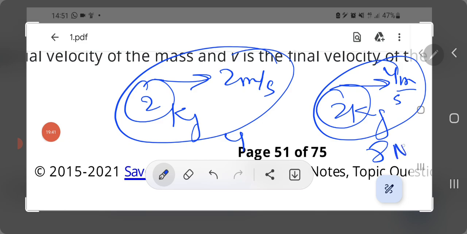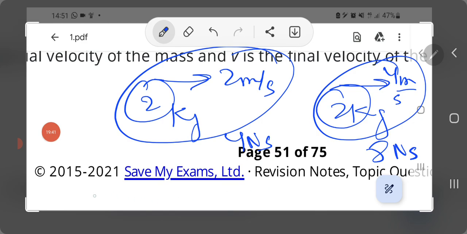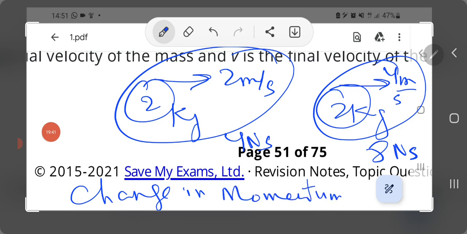This one is 8 Newton second, this one is 4 Newton second, 8 minus 4. You can easily find the change in momentum by subtracting the initial momentum from the final momentum. That is 8 minus 4, the answer is 4. 4 Newton second is the change in momentum. Change in momentum is also known as impulse. So we can write here, this one is 4 Newton seconds.